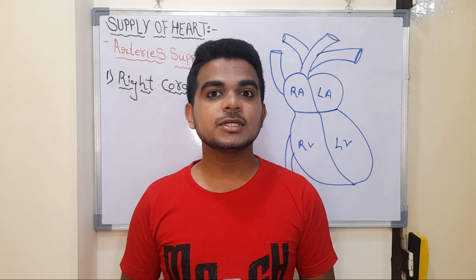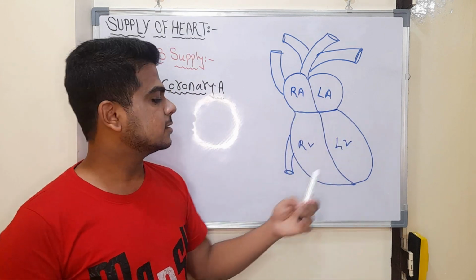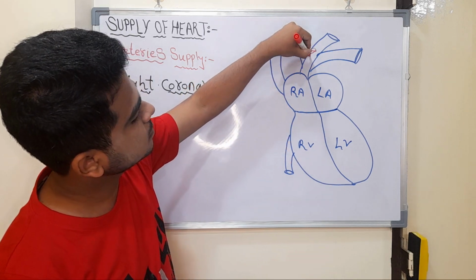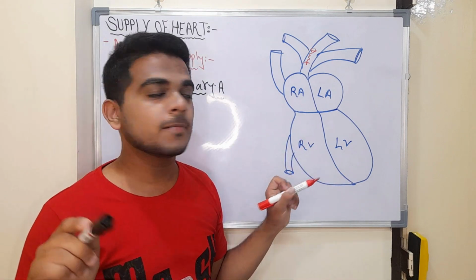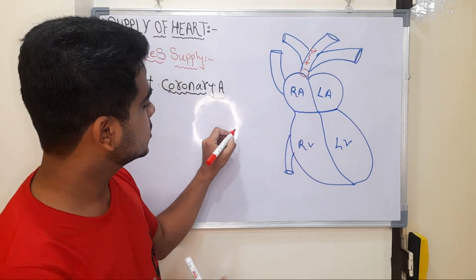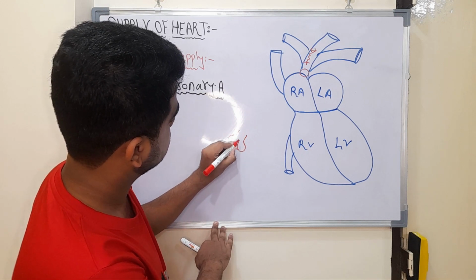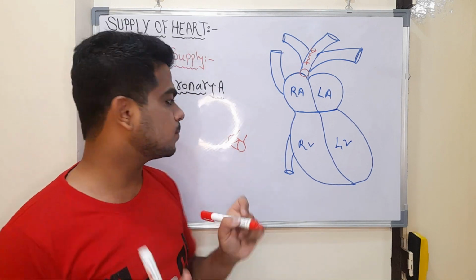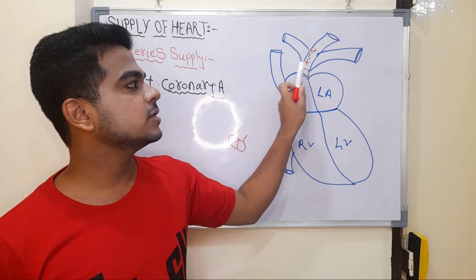The right coronary artery arises from the ascending aorta. This is the structure of the heart and this part is the aorta. From the aorta, the right coronary artery arises from the aortic sinus. Here is the aortic sinus. I already told you what the aortic sinus is: when two arteries join together and form some dilation at that point, this is known as the aortic sinus. So in the aorta, here is also the aortic sinus.